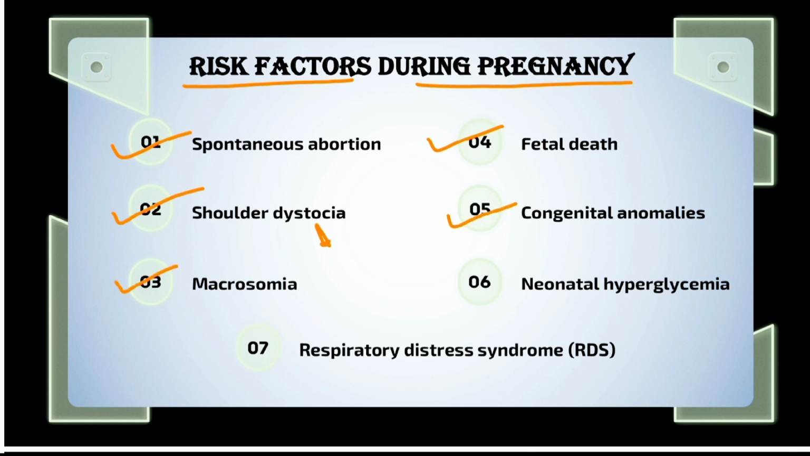Macrosomia is also very common among the fetuses of such diabetic ladies. Macrosomia means the size of the baby is usually bigger as compared to normal babies. There may be a chance of neonatal hyperglycemia, and the baby can have respiratory distress syndrome as well.